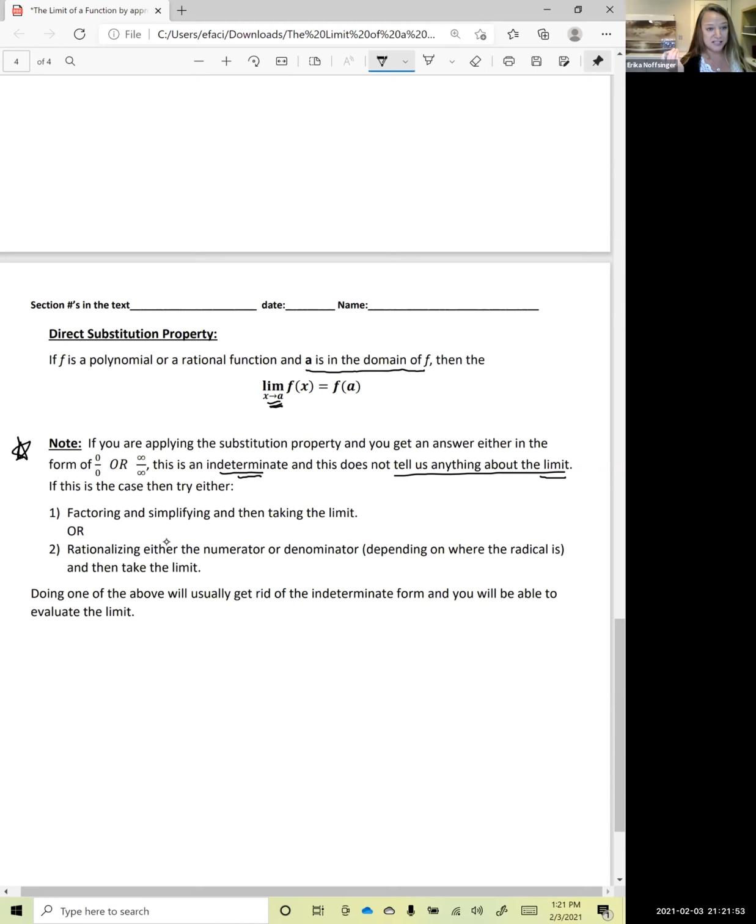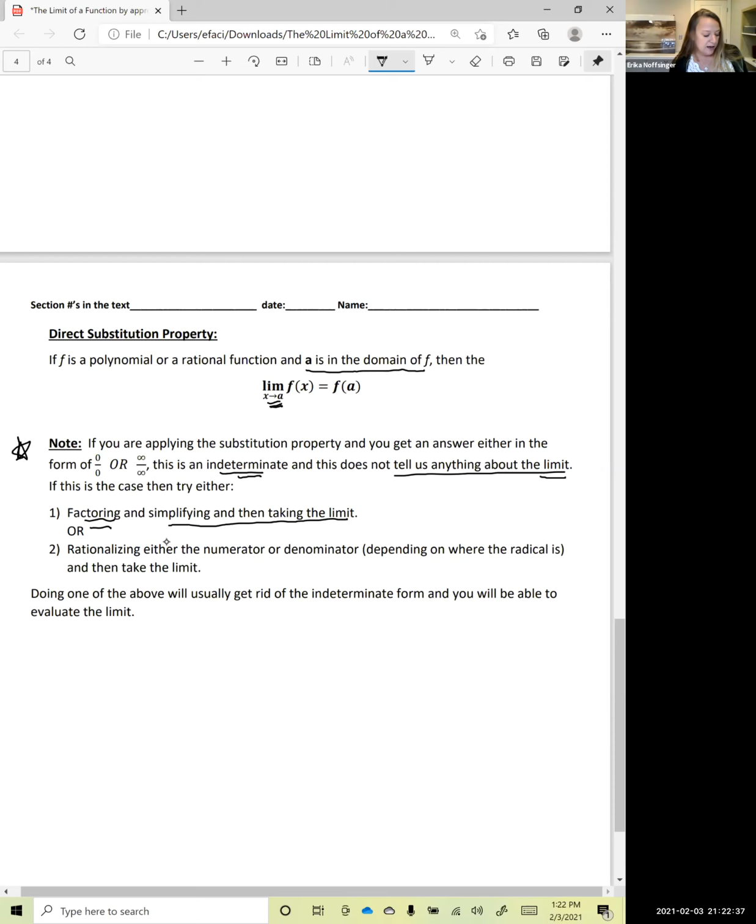A lot of times I'll get students saying the limit doesn't exist. Well, we don't know that. You haven't shown it. You just got an indeterminate form and you have to go back and manipulate it. There are certain things you can do to help you figure out what the limit is if it exists and you had gotten an indeterminate form. Factoring. If you have a rational function, you're probably getting some factor that is the same in the numerator and denominator. So if you factor, you can cancel out those factors and then do that direct substitution. So factoring and simplifying and then taking the limit, that's one thing to try.